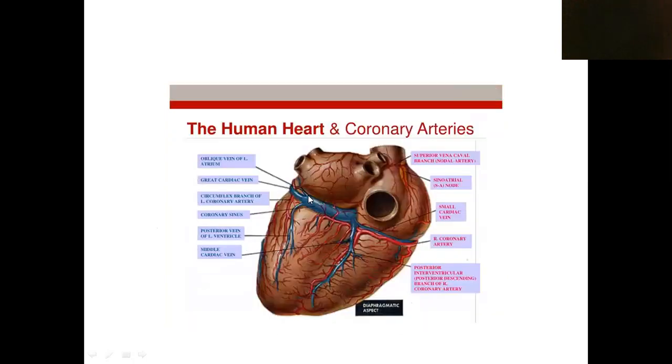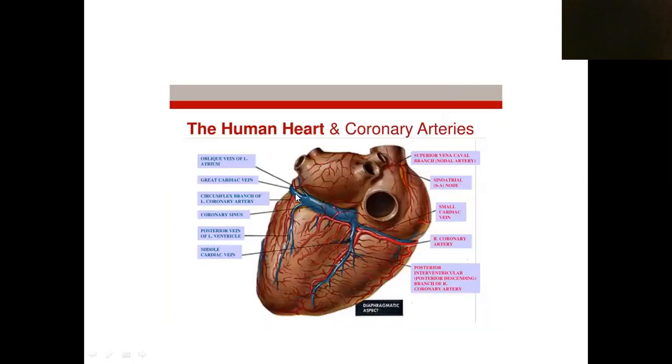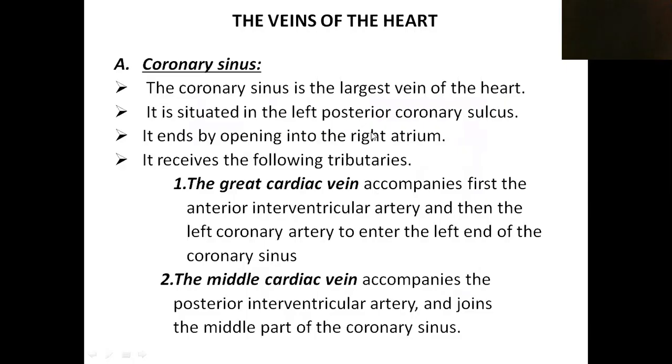See this one, this is the coronary sinus, this blue colored one. It is seen in the atrioventricular sulcus, on which side? Left side. So that is the left coronary sulcus. Which part? Posterior part, not the anterior part. This is the anterior part of the left coronary sulcus, and this is the posterior part. So it is seen in the posterior part of the left coronary sulcus. Clear now? So that's why it is known as the left posterior coronary sulcus. Where does it terminate? It opens into the right atrium.